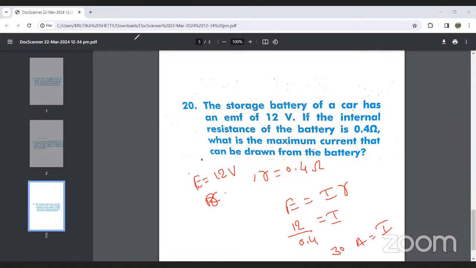Yes, anybody got the answer? It is 30 ampere. Okay, so copy down. I is 30 ampere. Sorry, ampere we are writing as capital A, the unit of electric current.